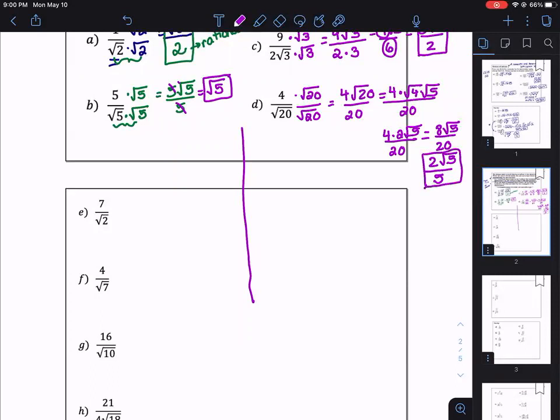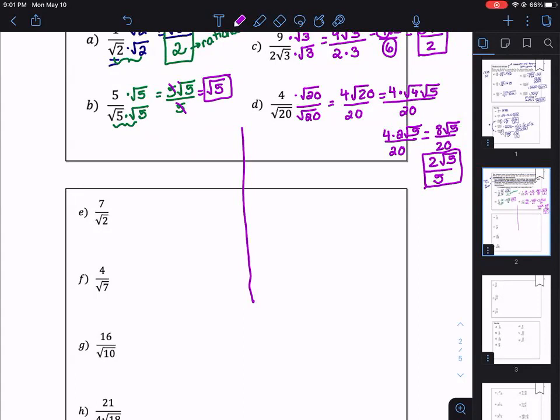Okay, so let me just go through it one more time. Rationalizing with radical 20, we get 4 radical 20 over 20. Largest square in 20 is 4. So we get 4 times 2 radical 5 in the numerator. That's going to give me 8 over 20. 8 and 20 have 4 in common. 8 divided by 4 is 2. And 20 divided by 4 would be 5. And I'm left with 2 radical 5 over 5.